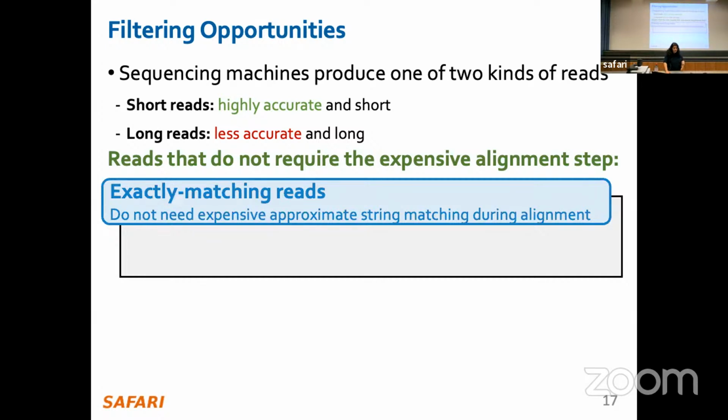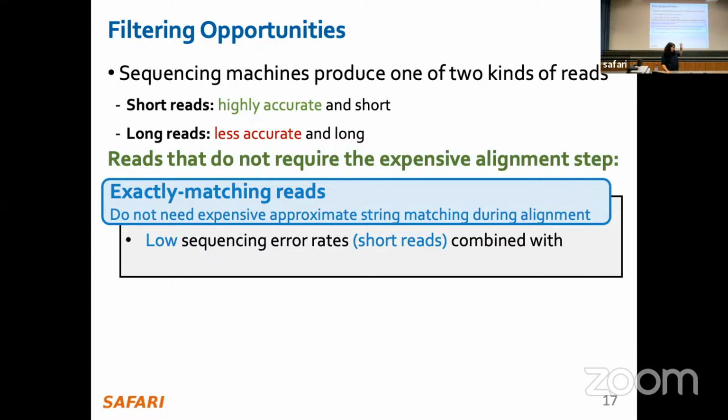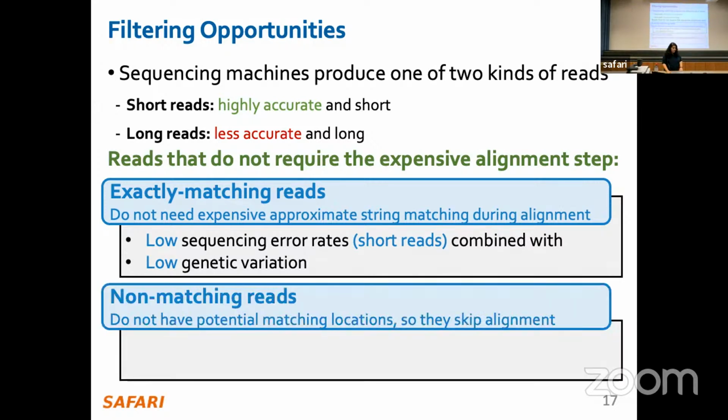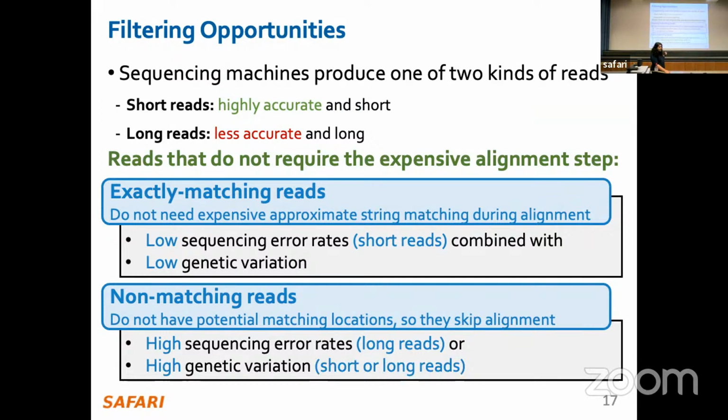Exactly matching reads, basically reads that do not need approximate string matching during alignment, would be reads that have low sequencing error rates, which would be short reads, and a low degree of genetic variation. Let me give you an example. Humans are genetically very similar, and on average, 80% of the reads would map exactly to a human reference genome. Then there are non-matching reads, which are reads that do not have any potential matching location in the reference genome. Examples would be reads that have a high degree of sequencing error and high genetic variation. A common example of high genetic variation is viruses and bacteria, because these evolve very fast, so they usually have a much higher genetic variation compared to, say, humans. There are also various other use cases. We talk about them in the paper, so if you're interested, please check.